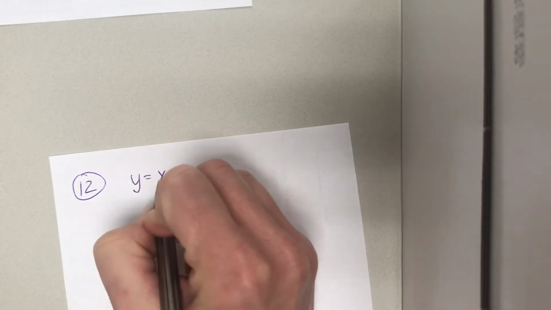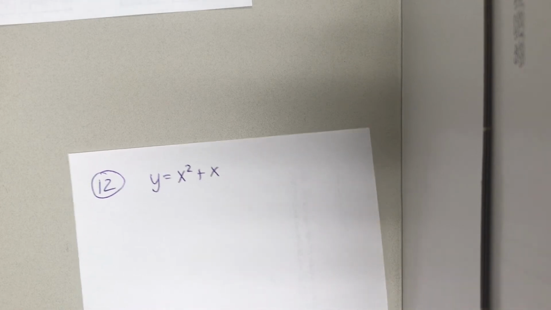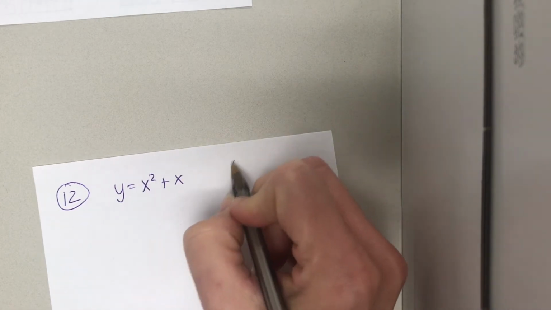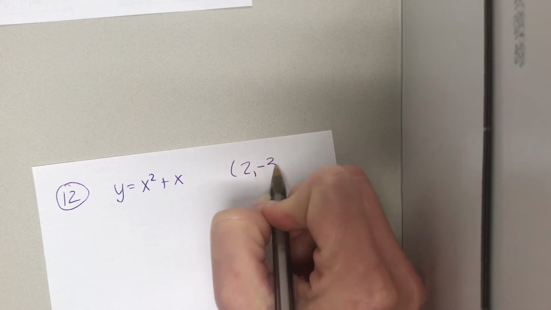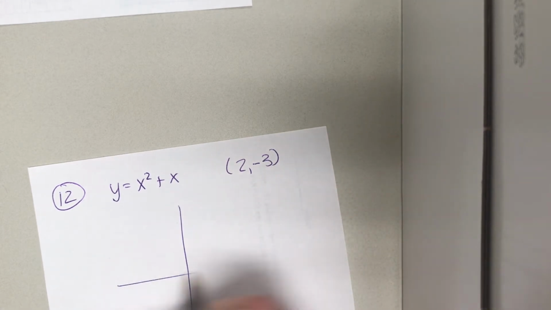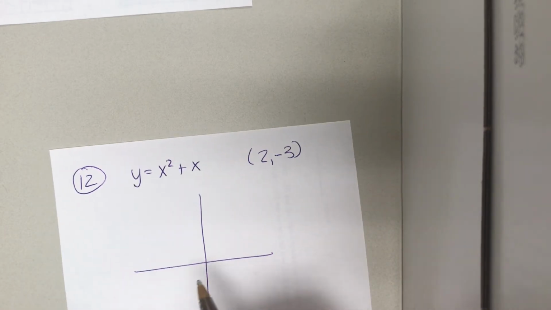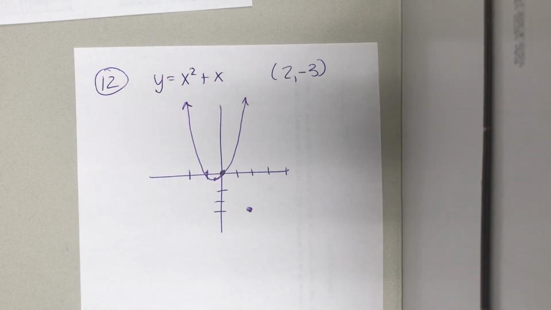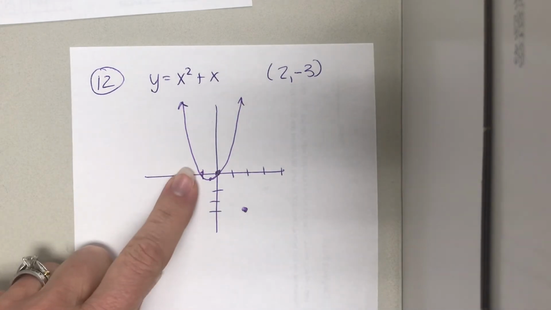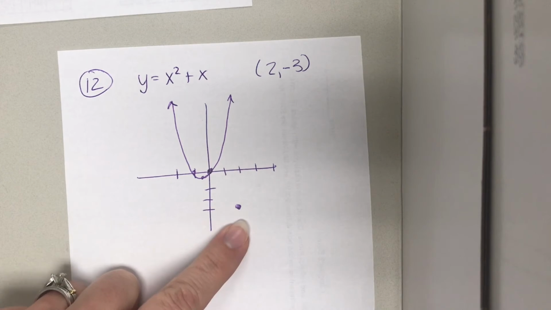Okay, number 12. This one's a really cool problem. And you might want to graph your original function, x squared plus x, which is just going to be a parabola, and it wants you to find the equation of both lines through the point 2, -3. So let's just go ahead and graph the original parabola first. All right, so this one's tricky. So here's our parabola, and here's the point 2, -3.